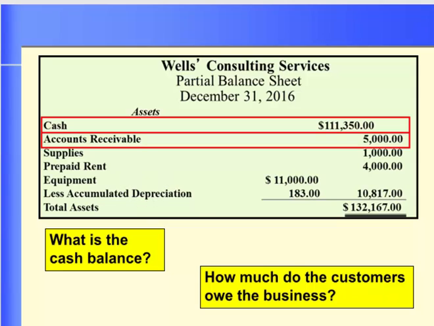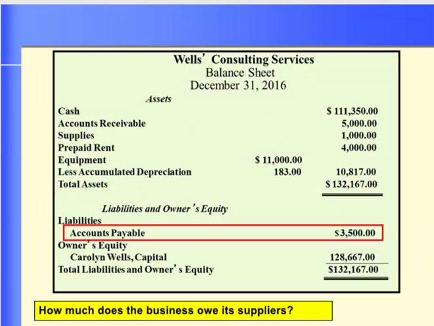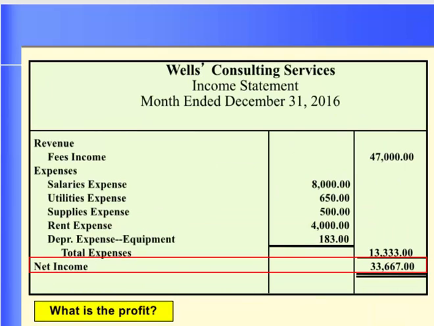From looking at a balance sheet, you can see that the cash account has a balance of $111,350. Let's look at accounts receivable on the balance sheet. You can see that our customers owe us $5,000. You can also see what the company owes to its vendors. The business owes $3,500 to creditors. Did the company generate a profit or loss? You can tell by reviewing the income statement that the business had net income of $33,667.